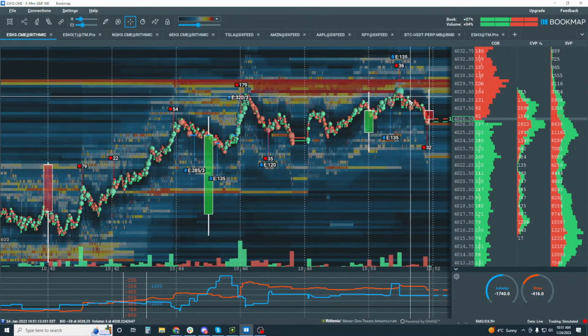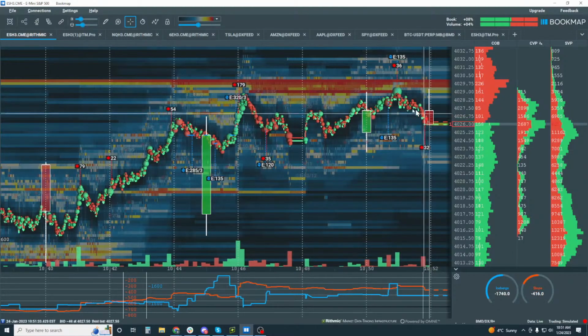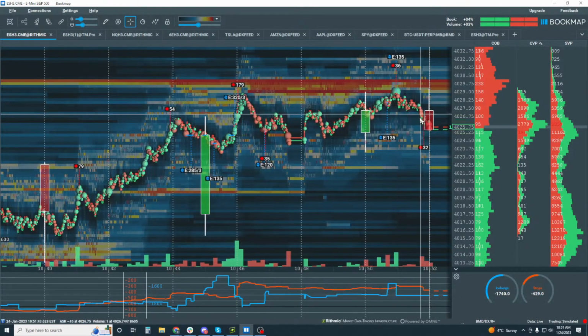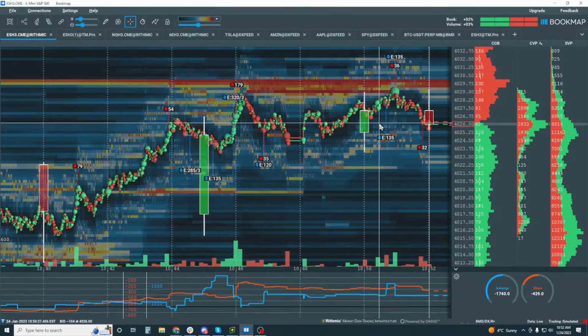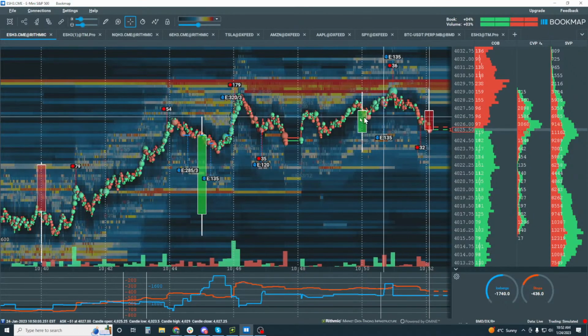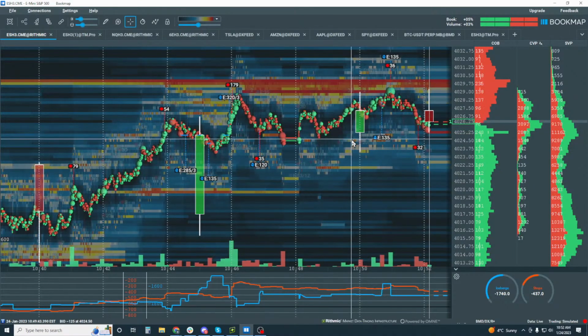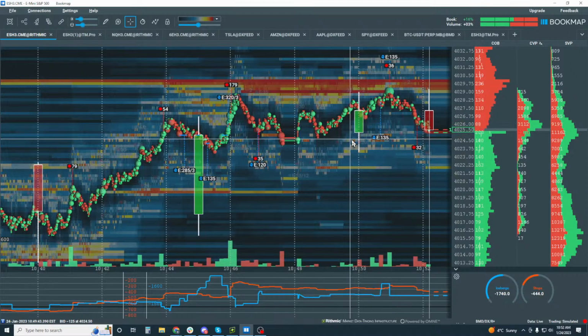Okay, looking for the continuation. You can exit your runner at any time. If you see something in the order flow that says I should get out, just get out, and maybe you take a small profit on the runner, or maybe don't lose money on it. Just get stopped out at break even plus.